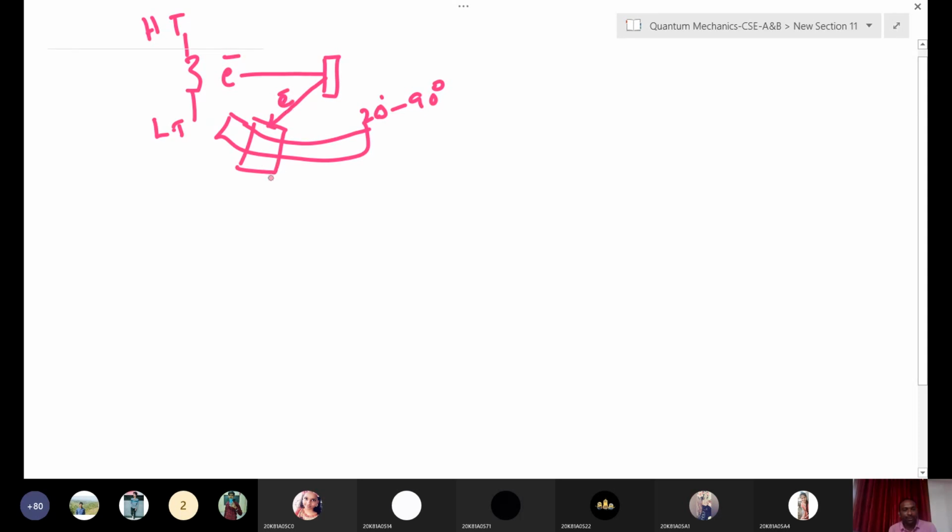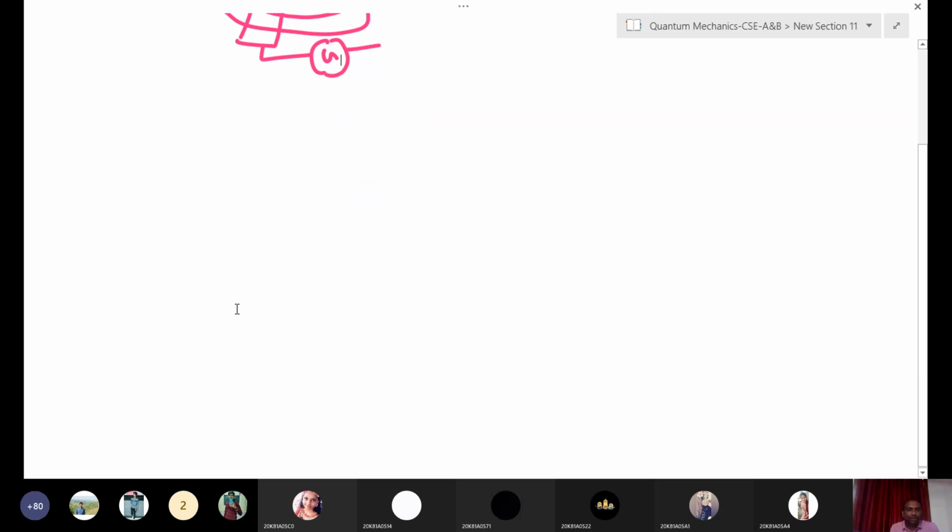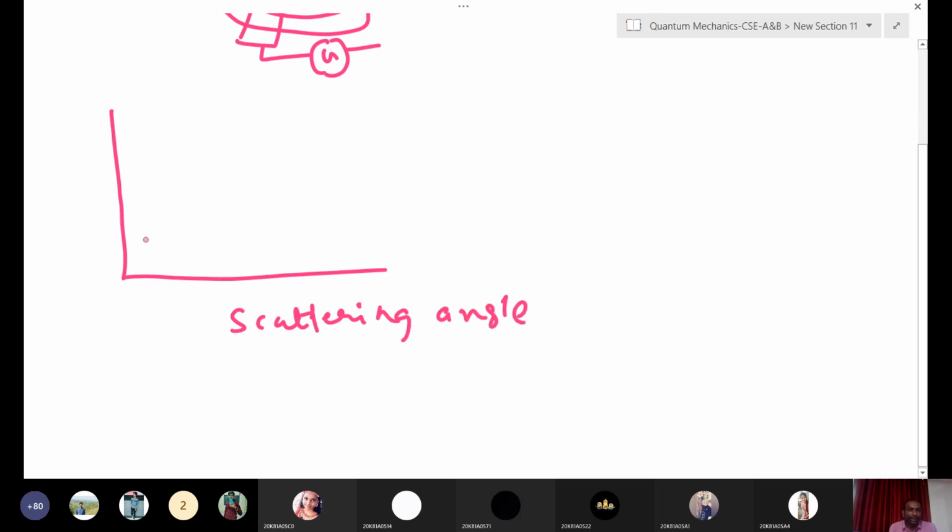Fast moving electrons. After that, we'll use a galvanometer to measure how much current we got, how much electrons we collected. Once you plot the graph from the collected current, the intensity of current versus scattering angle. This is the scattering angle, and here the intensity of current, or current intensity, whatever you can write.